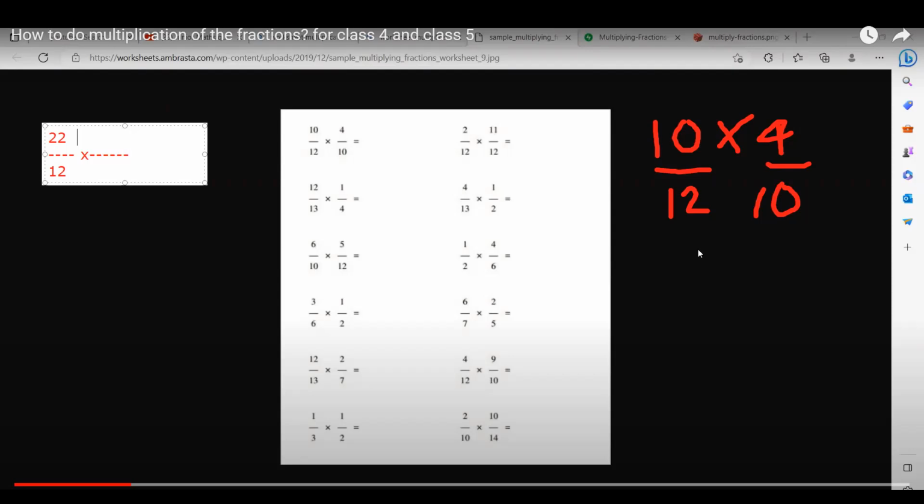Ma'am, can I multiply 12 to 4? No, you cannot multiply numerator and denominator. If it can be divided, you can divide 12 and 4. You can divide 4 and 12, but you can only multiply 4 into 10 and 12 into 10. Is it clear, Ashmita? Yes, ma'am.